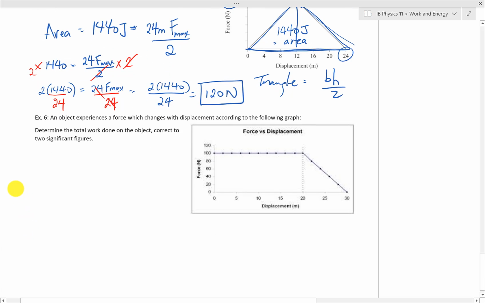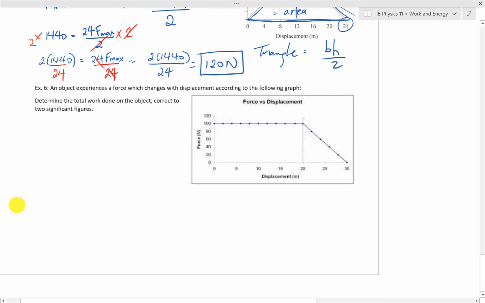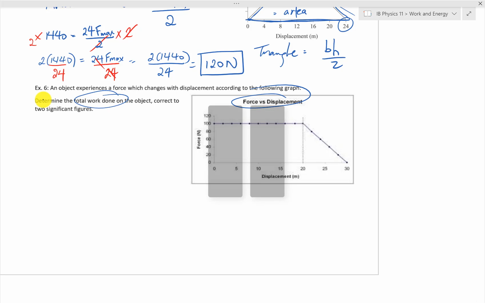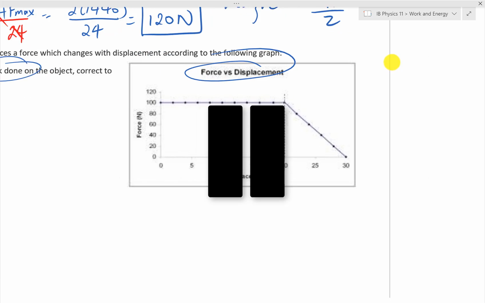The next problem, example 6, is a little bit more straightforward. Here you have a force displacement graph, and all you need to do is find the total work done on the object, so the total area underneath that graph. Here's a good time to pause and try the problem.